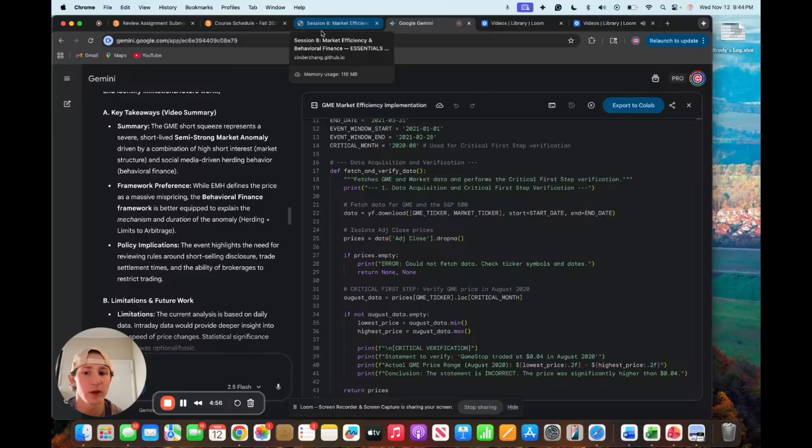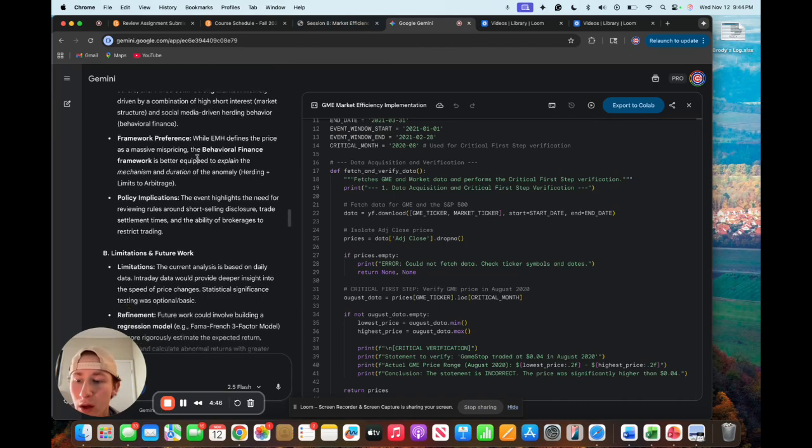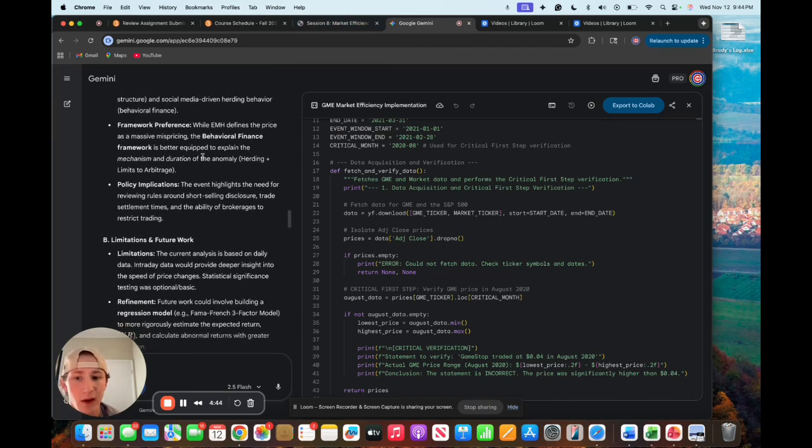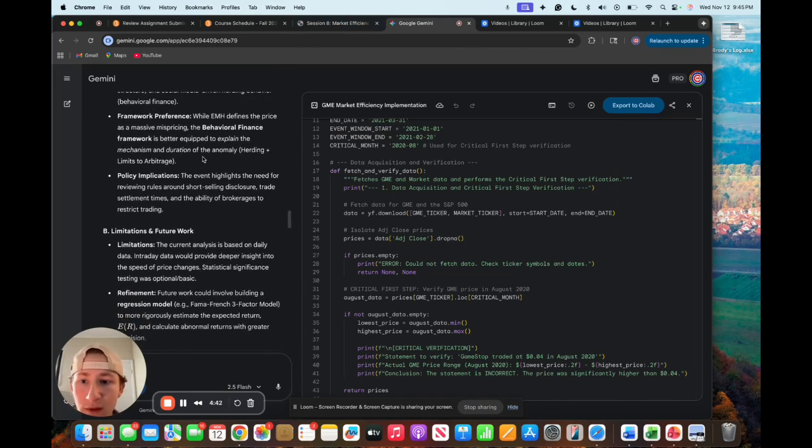The framework preference: while EMH defines the price as a massive mispricing, the behavioral finance framework is better equipped to explain the mechanism and duration of the herding plus limits to arbitrage. Policy implications: the event highlights the need for reviewing rules around short selling disclosure, trade settlement times, and the ability of brokerages to restrict trading.